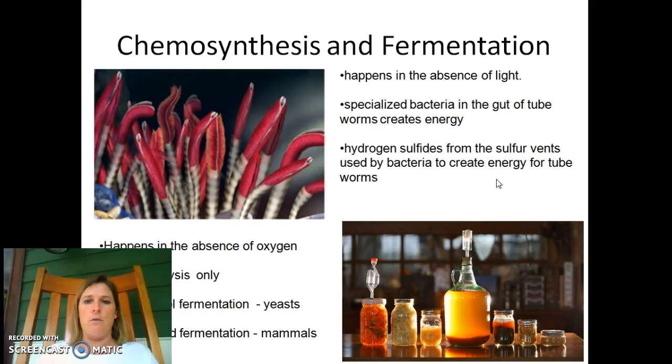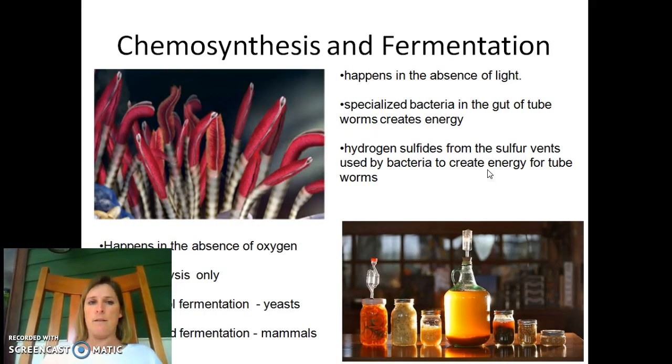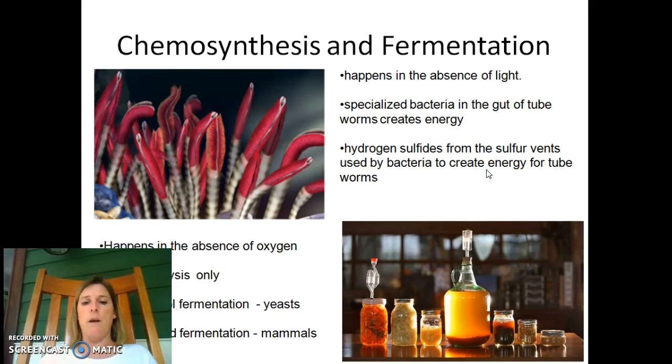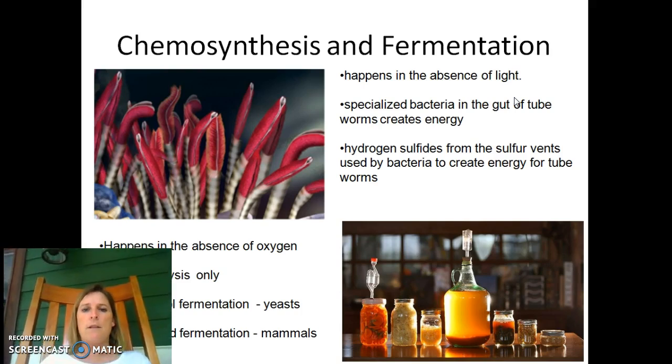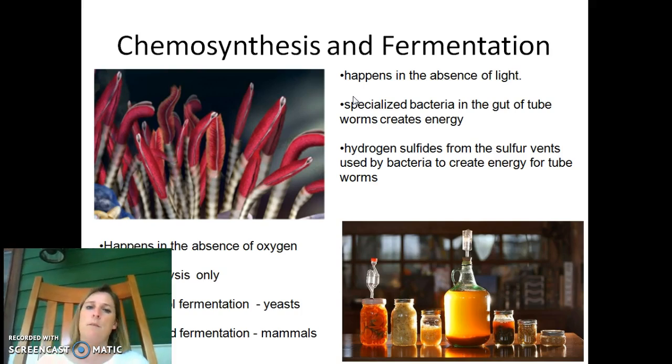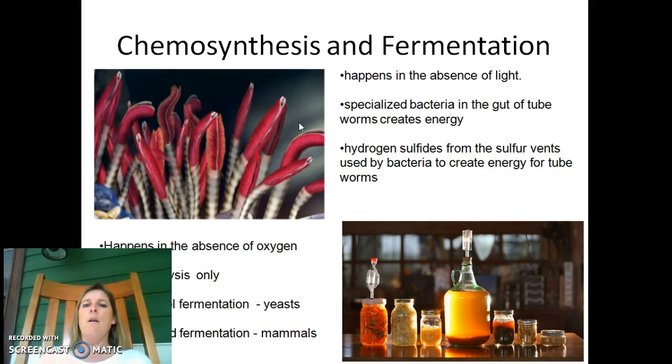It's important to also note that there are processes that can be used by organisms that are missing light or in the absence of oxygen. First would be chemosynthesis for the absence of light. Chemosynthesis takes place in organisms that live in very dark areas like deep ocean vents. These specialized tube worms here can get very, very large in size, and they have bacteria that live in their gut. The bacteria will use the hydrogen sulfides from sulfur vents to generate energy for those tube worms.